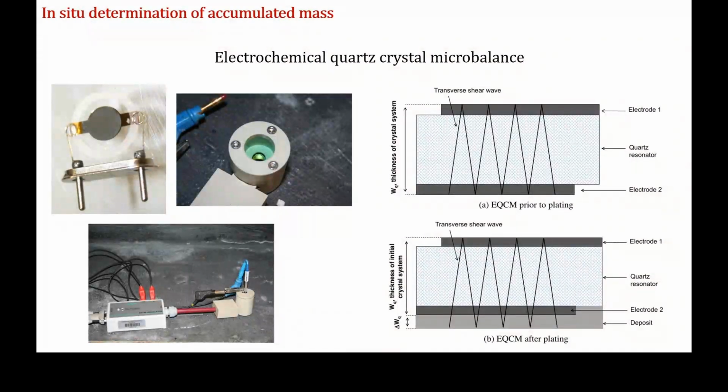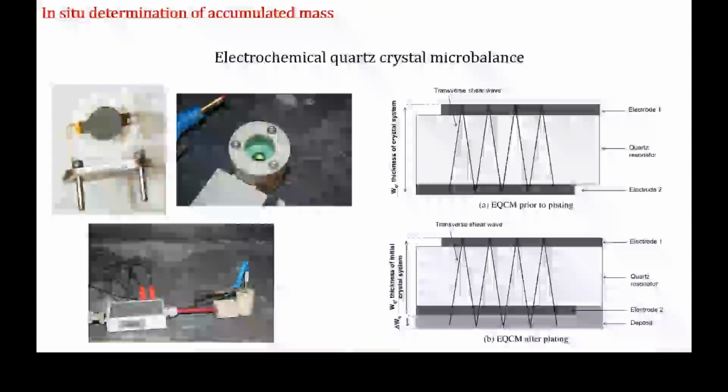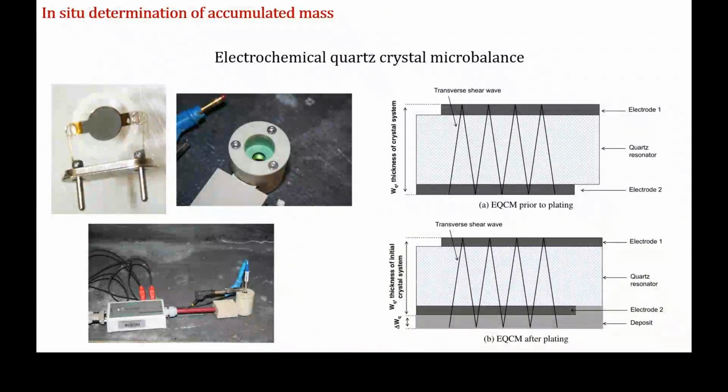So the way it works is that you have an electrode that's deposited on a quartz crystal. So the bare quartz crystal has metallic plates. It's sandwiched between metallic plates. And you can set up a standing wave through a frequency perturbation, right?